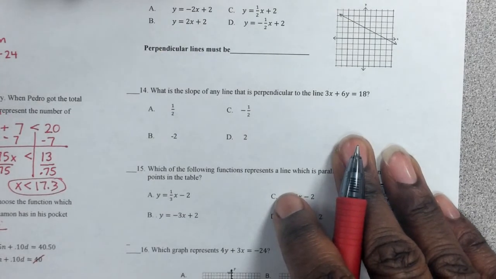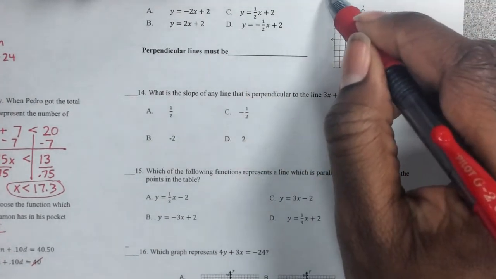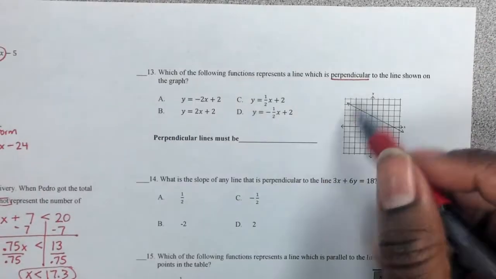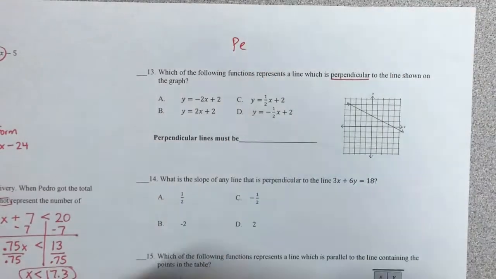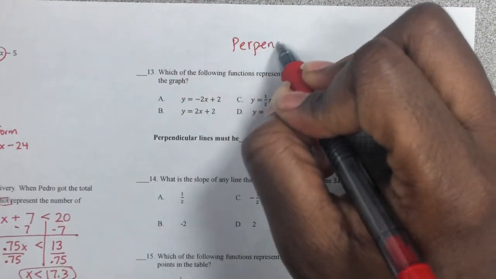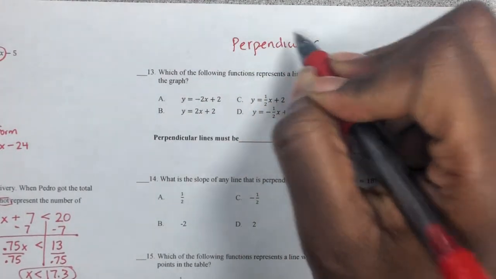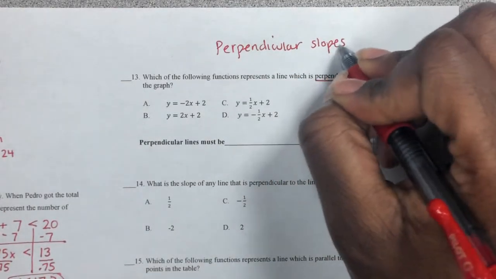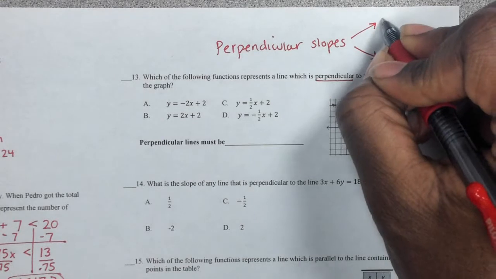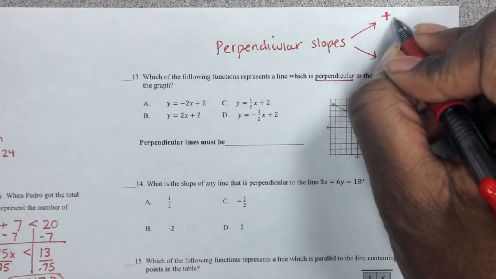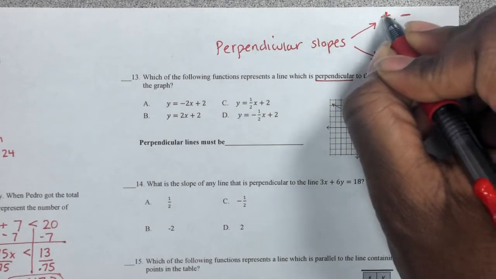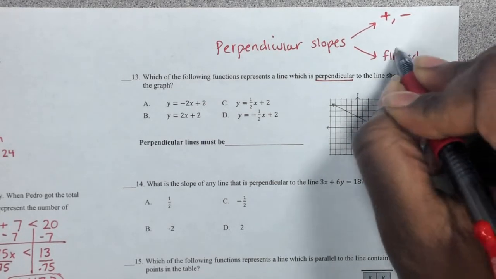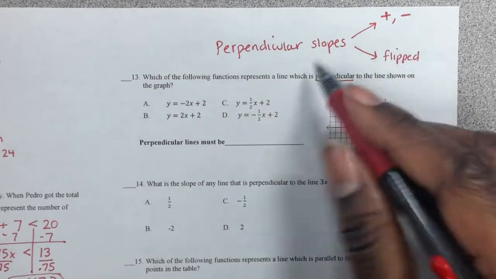Which of the following functions represents a line which is perpendicular to the line shown on the graph? If you're taking notes, I want you to write this down. If you're taking your extra credit notes at home, perpendicular slopes, remember there's two rules. The first rule is one slope must be positive and the other slope is negative. And then the other rule is the fraction must be flipped. Please write that down for your notes.